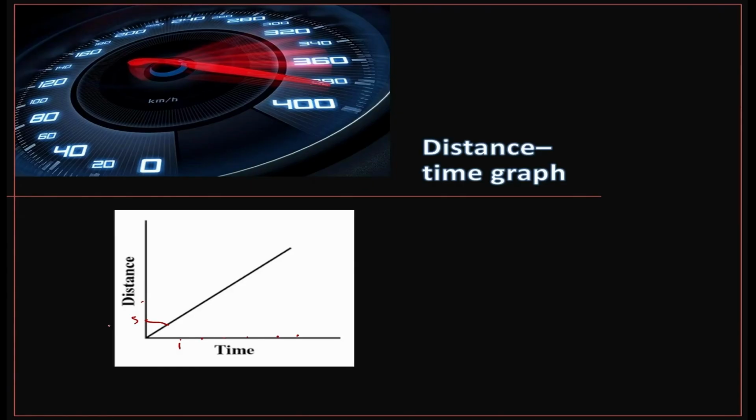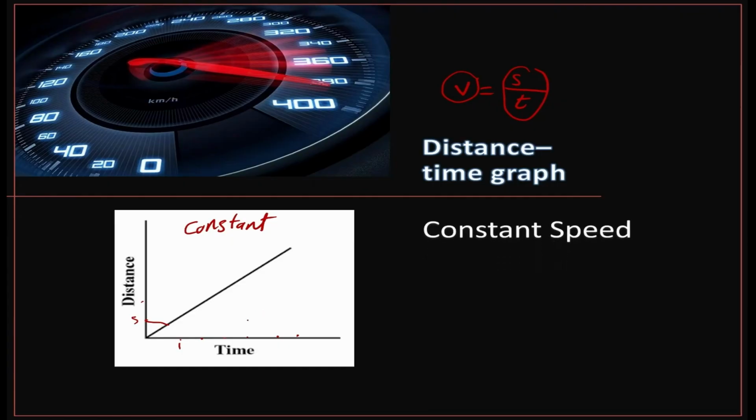As long as you remember, speed equals distance over time. So the speed represents the ratio between distance and time. I have this straight line, which means the ratio between distance and time is always the same. This means the speed is constant. So as long as we have a straight line between distance and time, the object is moving at a constant speed. This graph represents a constant speed.